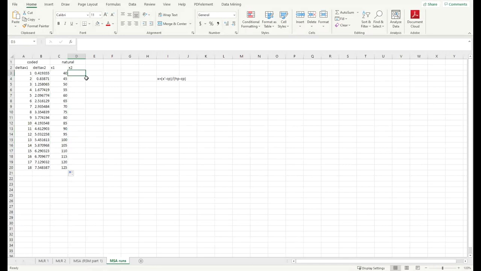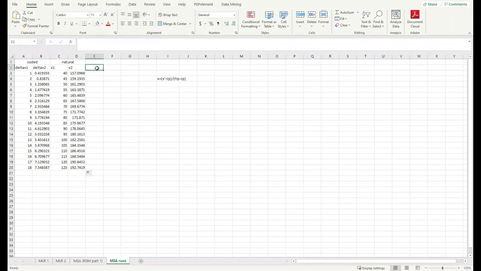Then the natural settings for x2 equals the increment multiplied by the high point. The high point setting is 160, right? Minus 155. Then plus 155, which is the center point. Okay? So if we drag this down, we also get the natural settings.